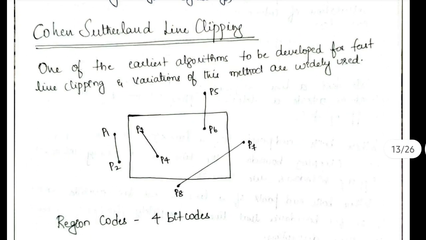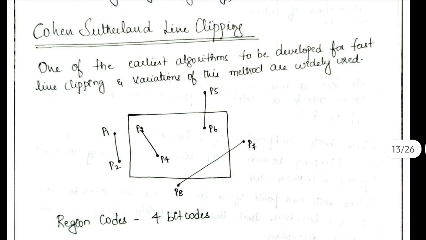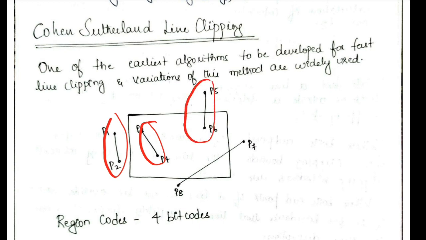Okay, so let's see. There are 4 cases in it. The lines can be divided into 4 cases. Both the points are outside the clipping window. Both the points are inside the window. One point is outside and one point is inside. And both the points are outside but the line is passing through the inside.